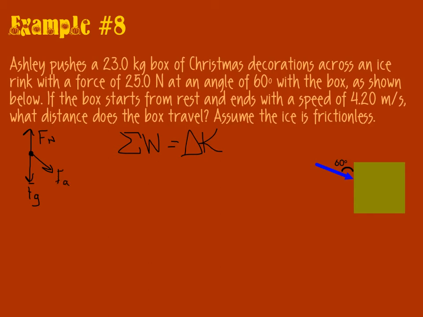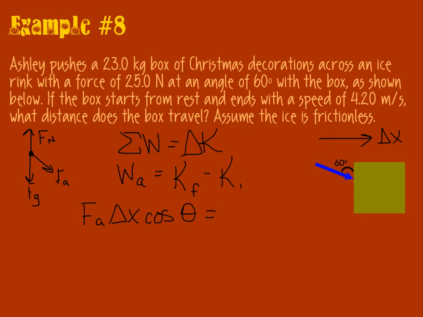Normal force and gravitational force are both perpendicular to the displacement, because this box would be moving to the right like so. And so they don't do any work. So the only work is the work done by the applied force. And that's equal to the change in kinetic energy, which is the final kinetic energy minus the initial kinetic energy. We know that we can represent work done by a force by doing that force times the displacement times the cosine of theta.